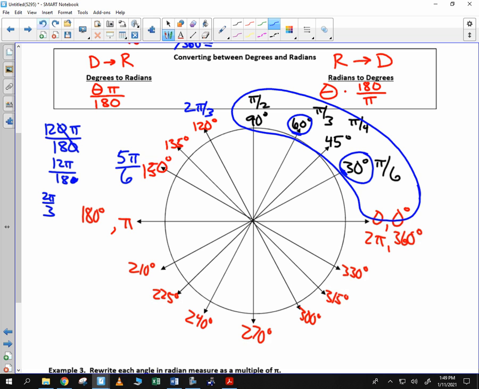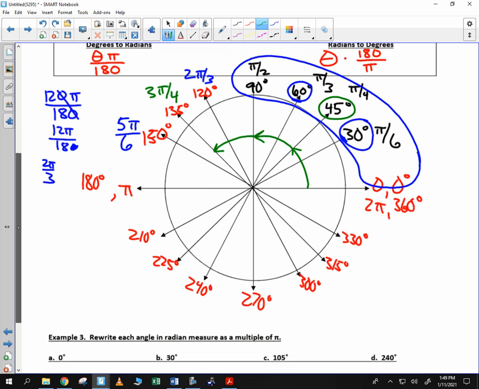135 will get tricky here. Obviously, it ends in a 5, so therefore it will be 45. 45 goes in once to give you 45, twice to give you 90, and 3 times to give you 135. You can see it takes 3 marks to get there, so it's 3 pi over 4.